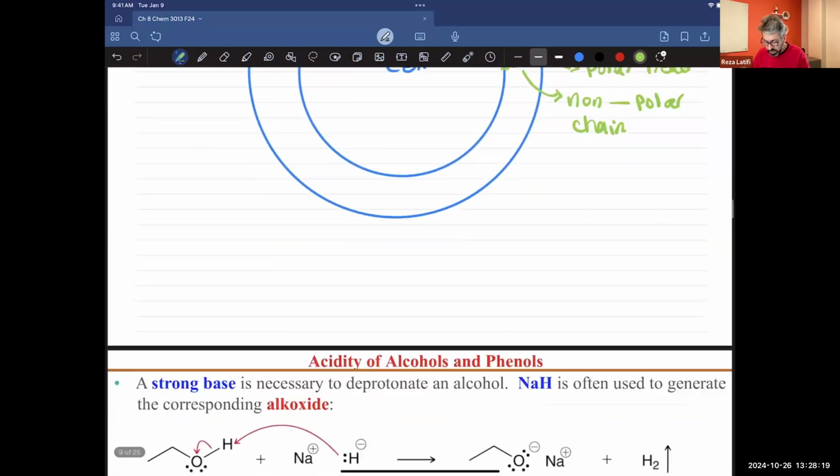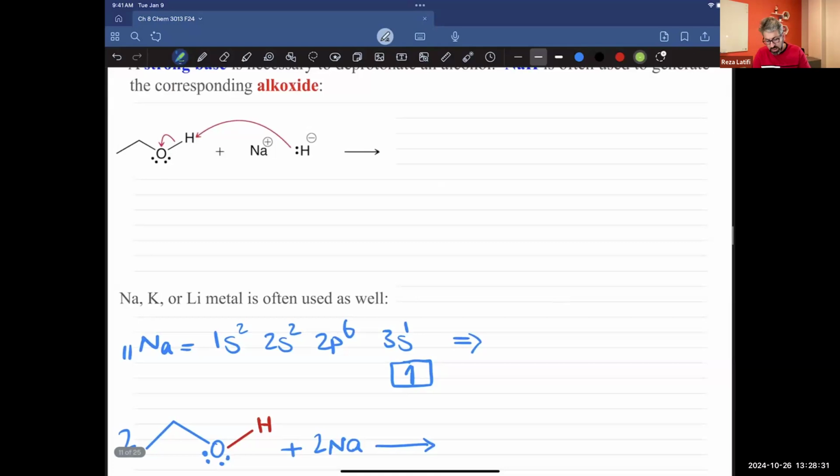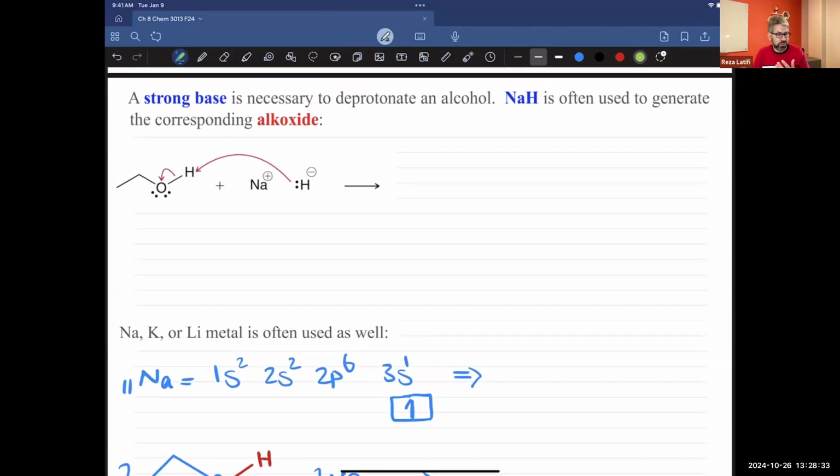Now, when it comes to chemical properties, we said alcohols are not strong acids. Whenever alcohols react with some bases, they can give H to them. But the base has to be strong enough to pull hydrogen from it. Again, I said this is going to be a weak acid, so you need to have a strong base to pull that hydrogen from it.